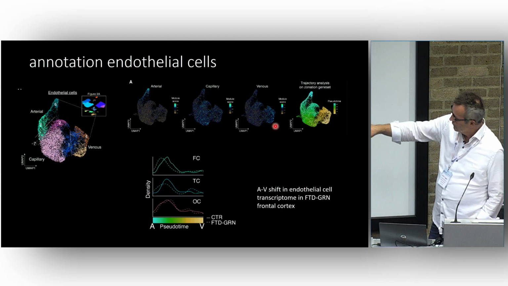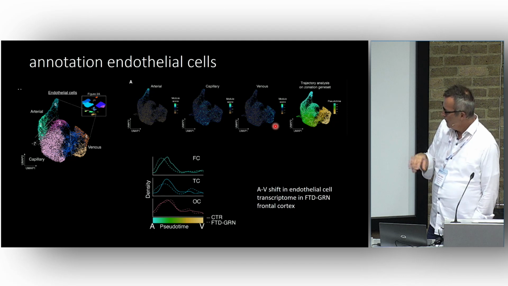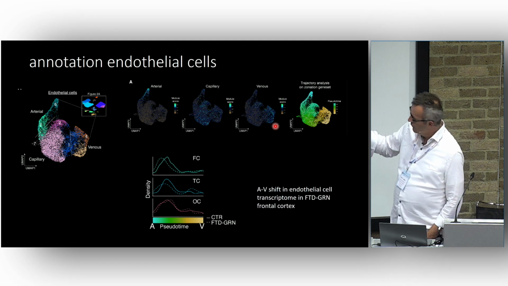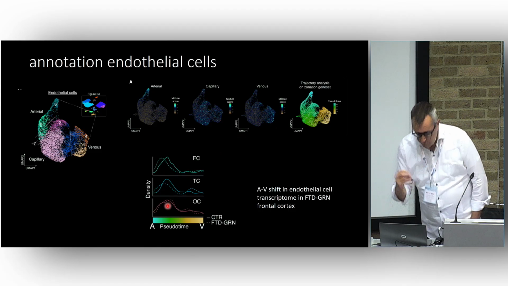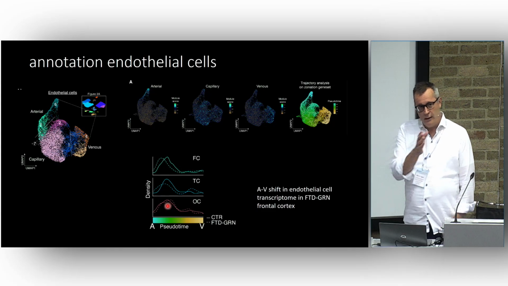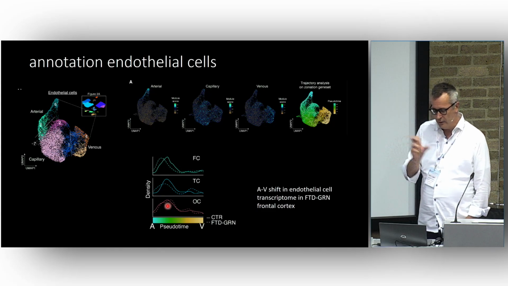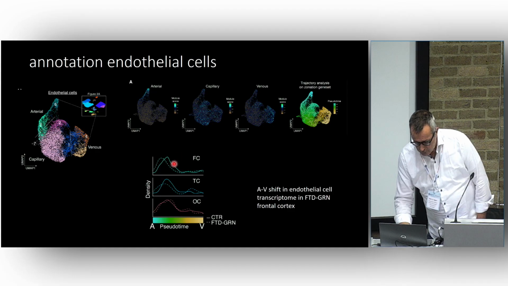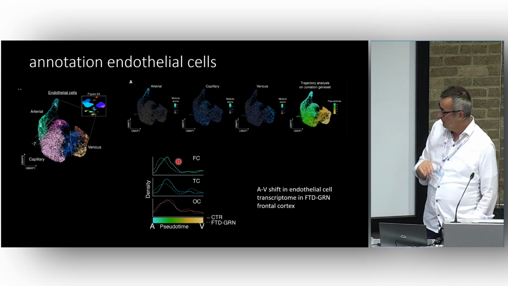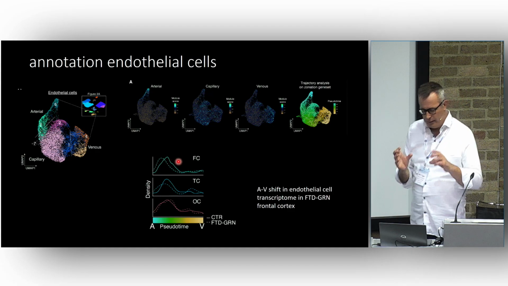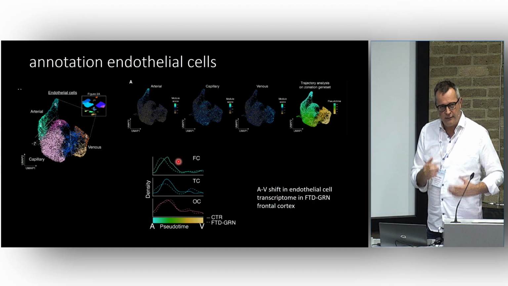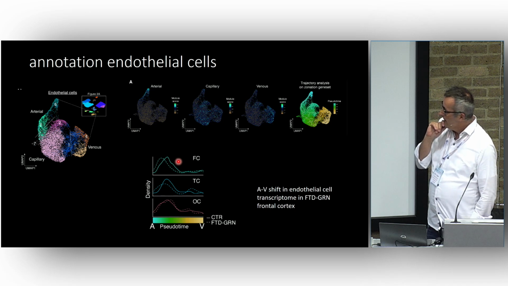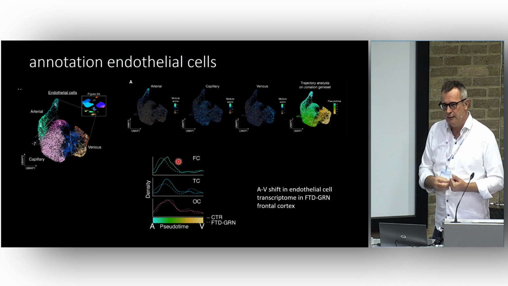So if you focus first at the bottom, the solid lines are controls, and the dotted lines are FTD progranulin cases, and you can see that these lines overlap, meaning that the peak in nuclei is here, meaning that most nuclei are derived from the capillary bed, and there's no change between cases and controls. But if you look at the frontal cortex, you see that the dashed line is left shifted, meaning that the nuclei in the endothelial compartment have a more arterial signature. Might reflect a perfusion problem, that your arterial bed is expanded in FTD carriers.